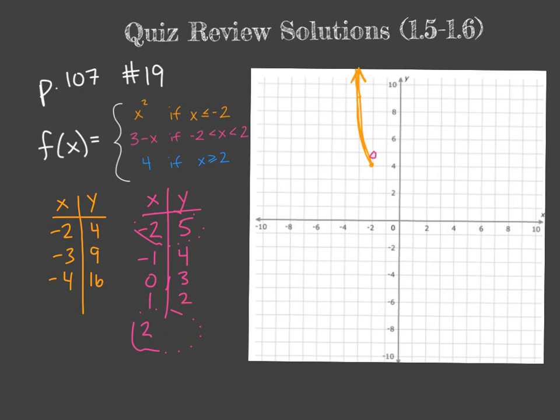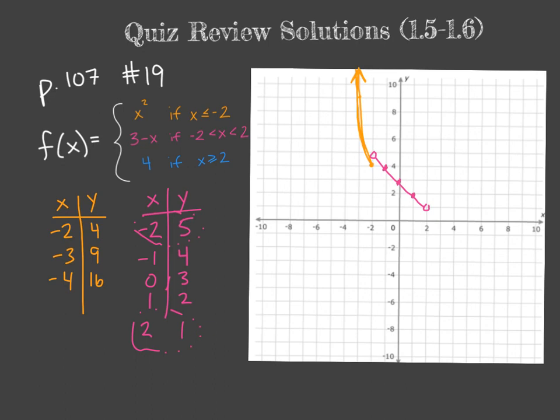So this is just a line. So -1, 4 is here. 0, 3 is here. And 1, 2 is here. And then if I plugged in 2, I would get 1. So 2, 1 would be like an open circle there. So we're not including those. So that's just a line. And that makes sense. It has a slope of -1, so it's going down, and has a y-intercept of 3.